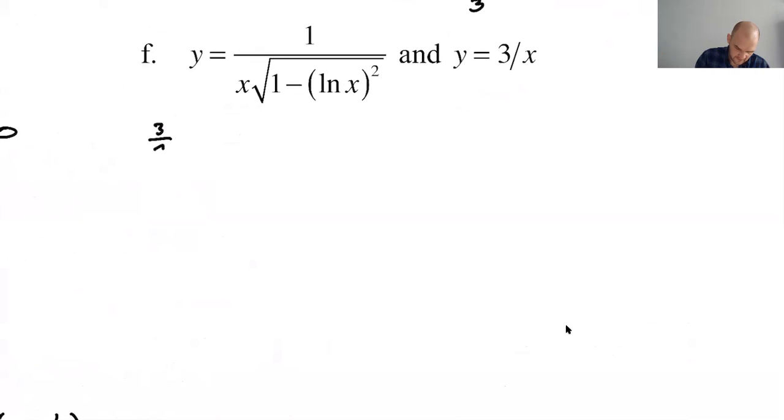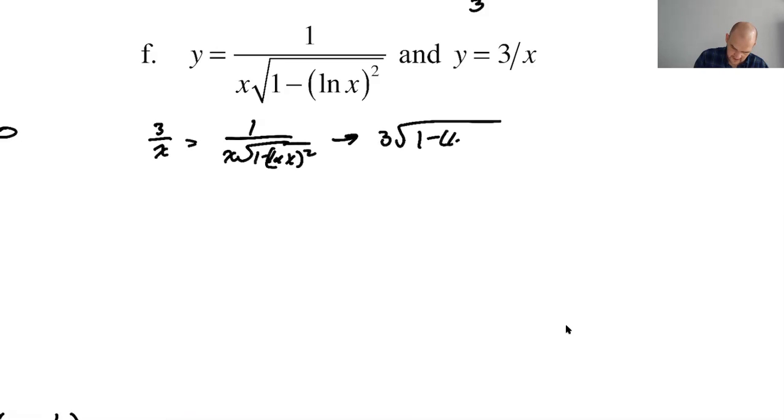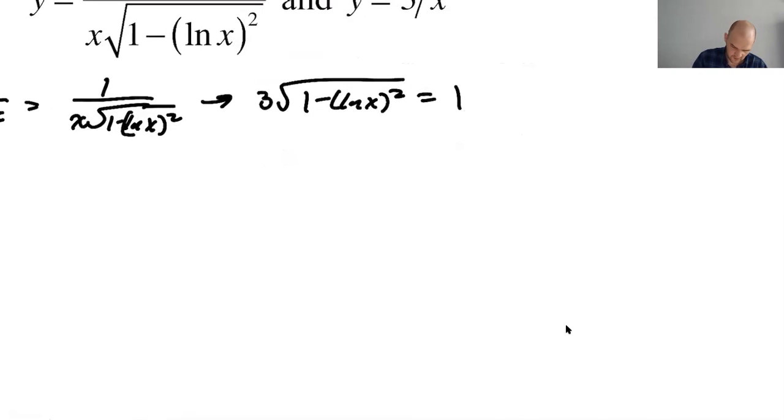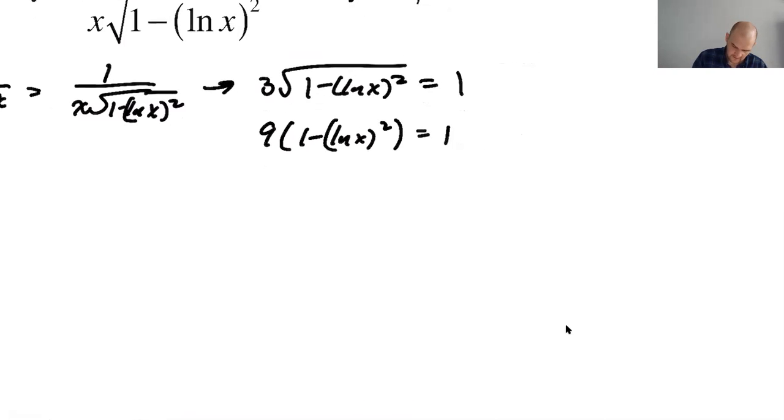So 3 over x equals 1 over x root 1 minus natural log of x squared. So that's going to be, what am I doing? So 3 root 1 minus natural log of x squared equals 1. Kind of like cross multiply. The x's cancel. X can't be 0, but the x's cancel. And you get that. All right, square both sides. 9 times the quantity 1 minus natural log of x squared is 1. 1/9.